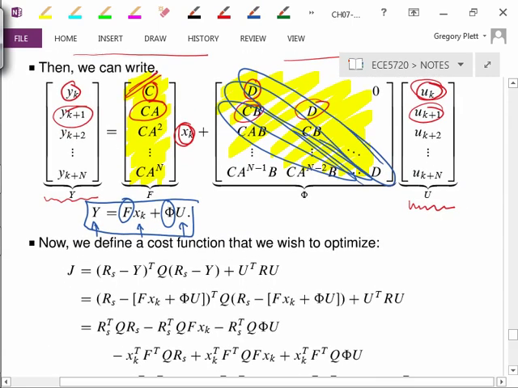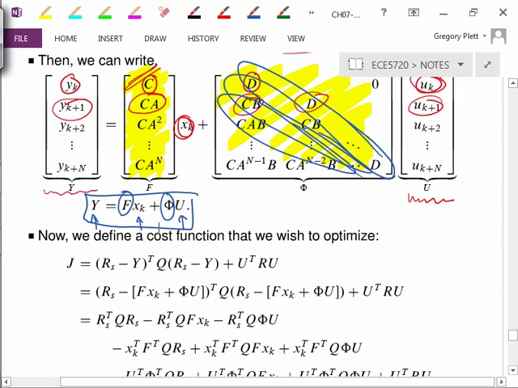Now we define a cost function that we wish to optimize, and it will be subject to some constraints. And I don't put the constraints here, I just put the cost function itself. And I don't actually explain it especially well, so let's spend a moment looking at it.